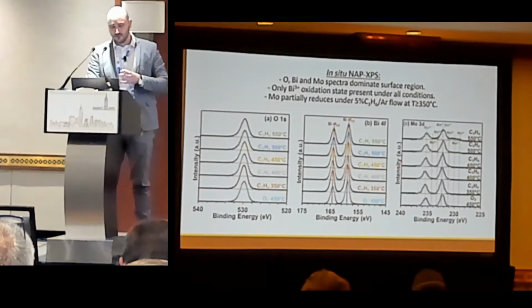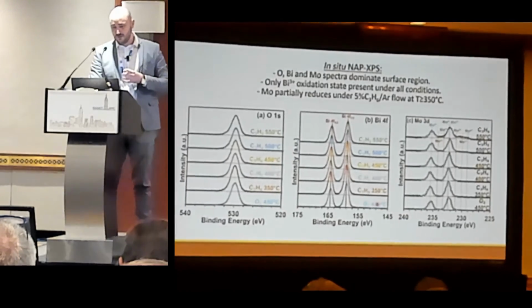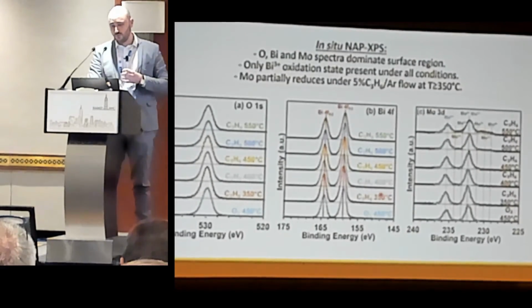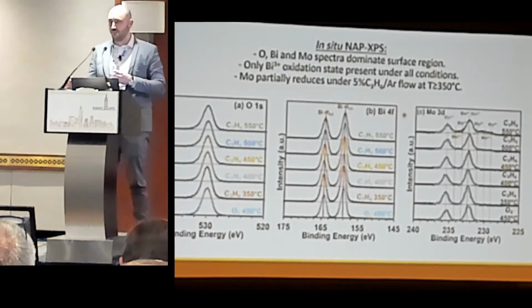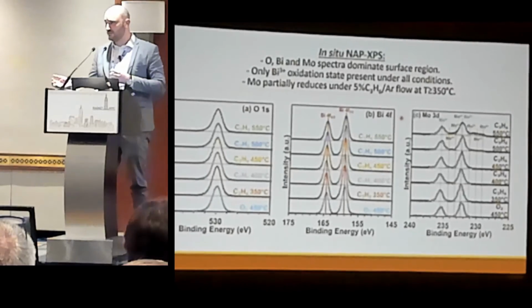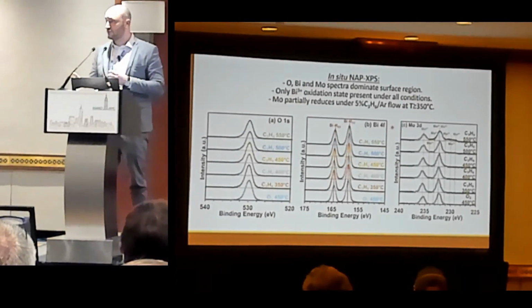So just like other studies showed with other techniques, when we go from oxidizing conditions, lower the temperature, switch to propylene, and increase the temperature, the bismuth stays the same oxidation state, 3+. We see no sign of 5+ or 4+, but neither of 2+. And this does suggest that the bismuth does not directly participate in the reaction.